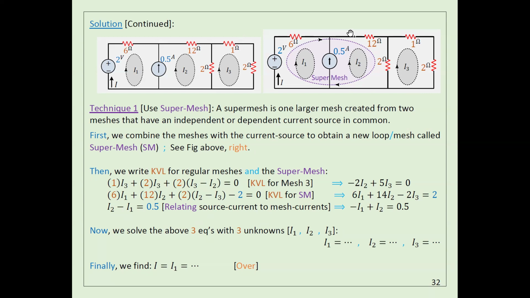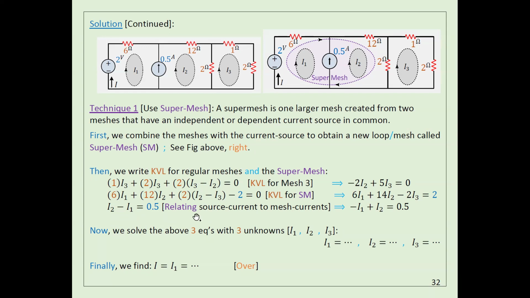Now let's apply Kirchhoff voltage law here in the outer mesh. So I have the voltage here plus the voltage here plus the voltage on this resistance plus the voltage on this resistance equal to zero. The voltage here is negative, so you can see here negative two. The voltage in this resistance is I1 times 6. The voltage here is actually I2 times 12. The voltage here is actually I2 minus I3 times 2. So by this way, as you see, I have two equations. And now the third equation is actually I2 minus I1 equal to 0.5.